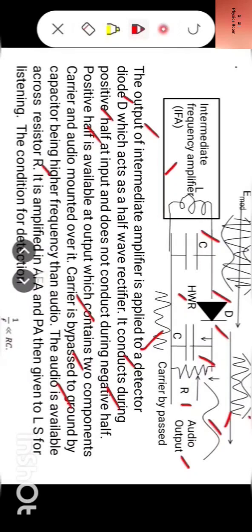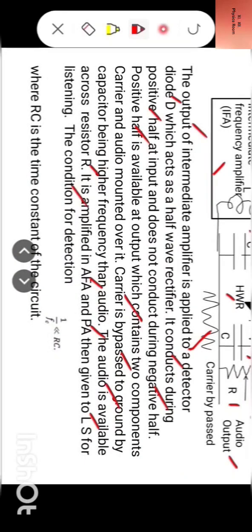It is amplified in AFA. AFA means audio frequency amplifier, and then through PA. PA means power amplifier, which drives the loudspeaker. So then it is given to loudspeaker, LS, for listening. The condition for detection is 1 by FC should be very small as compared to RC, where RC is the time constant of the circuit, that is T is equal to RC. So variable R means it is volume control.